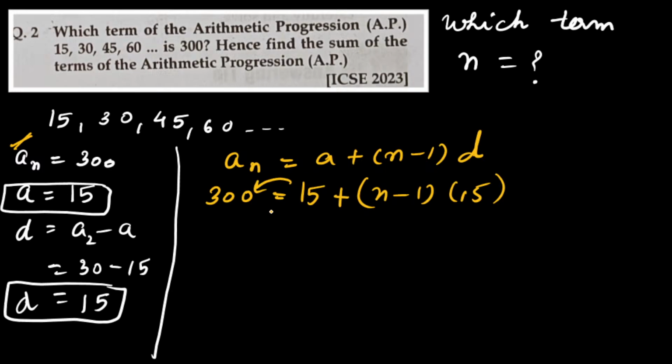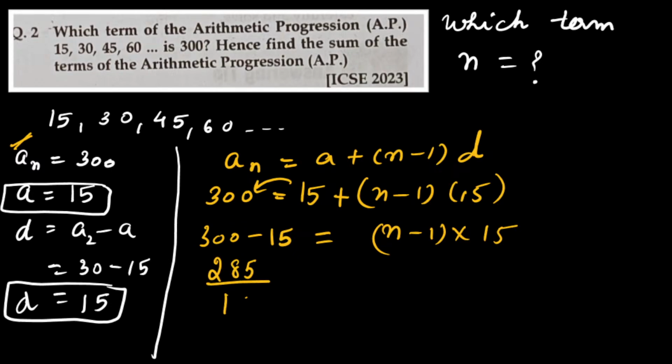First of all, a will shift to the other side. When we shift a to the other side, it will get subtracted. So 300 minus 15 is equal to n minus 1 into 15. Let it be like this. Don't multiply the bracket here, because sometimes d can be a fraction also, so you might make a mistake. First shift a, then shift d. So this will become 285 by 15. When 15 shifts to the other side it gets divided, equal to n minus 1.